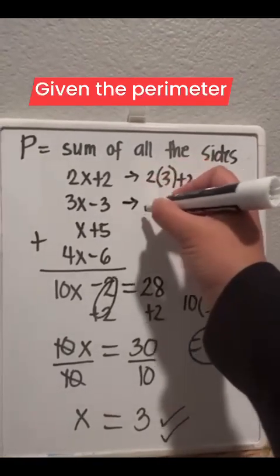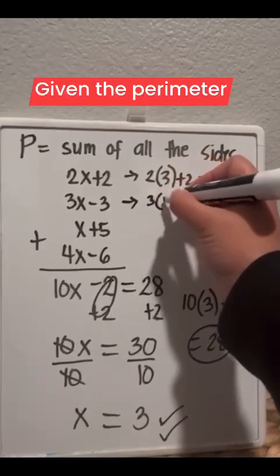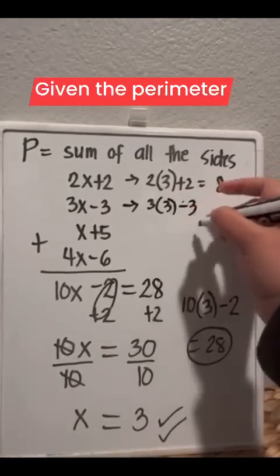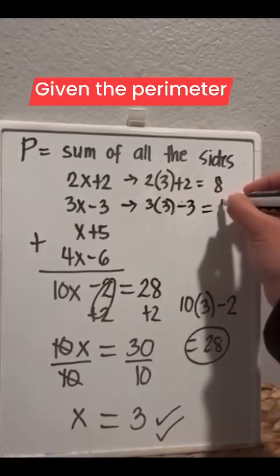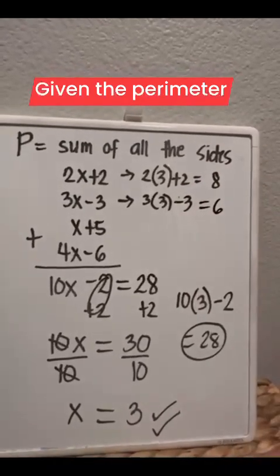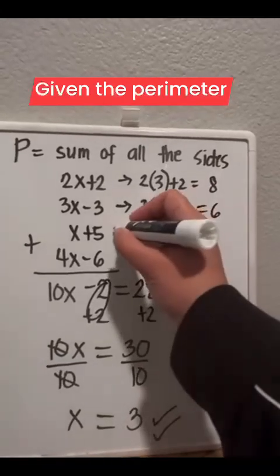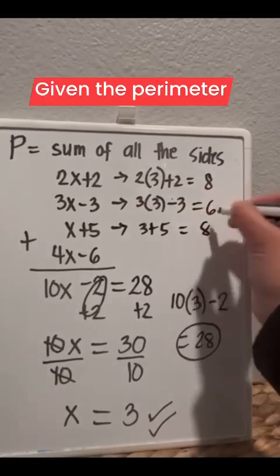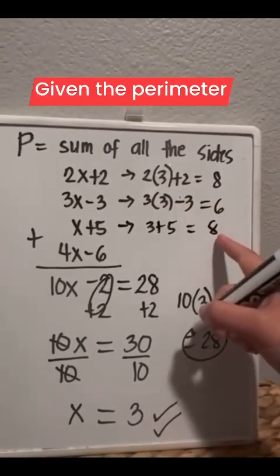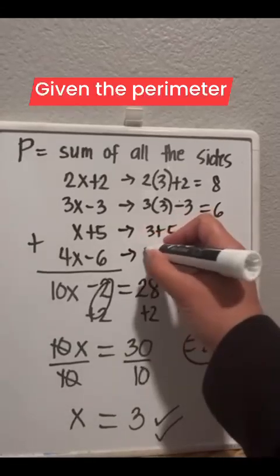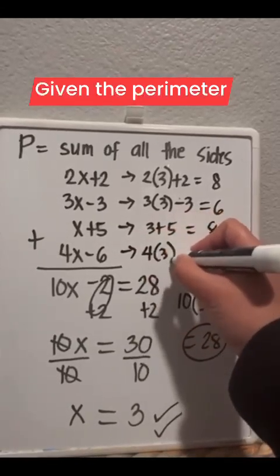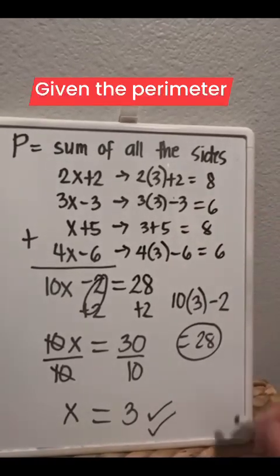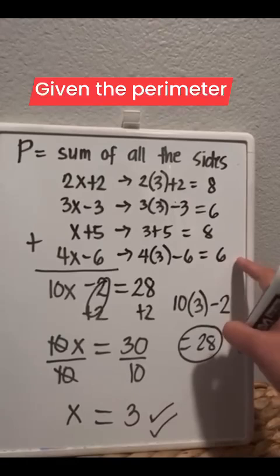Next, let's have the next side. So it's 3 times 3, that's 9. And then minus 3. So 9 minus 3 is 6. So the other side of the quadrilateral is 6. Now let's have 3 plus 5 equals 8. So the other side is also 8. Now let's have 4 times 3, which is 12. And then minus 6, that is 6. So the last side of the quadrilateral is 6 as well.